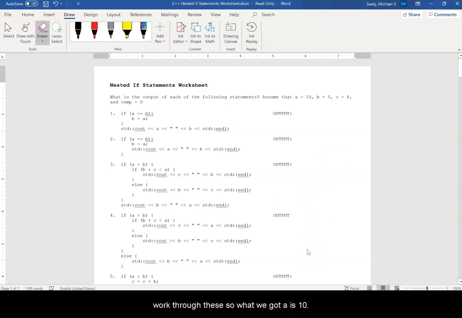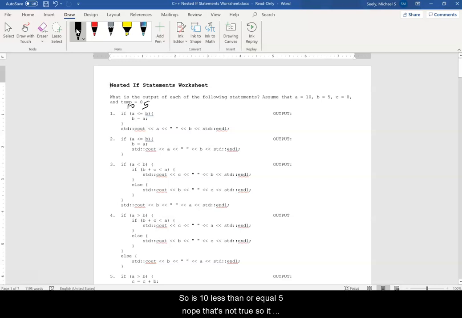So what do we got? A is 10. B is 5. So is 10 less than or equal to 5? Nope, that's not true. So A would stay 10 right here, and B would be 5.